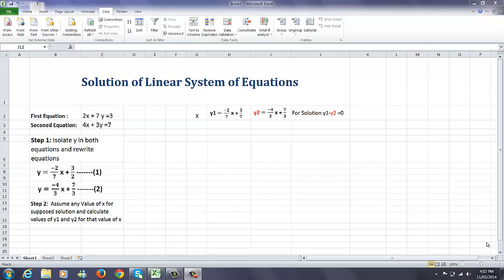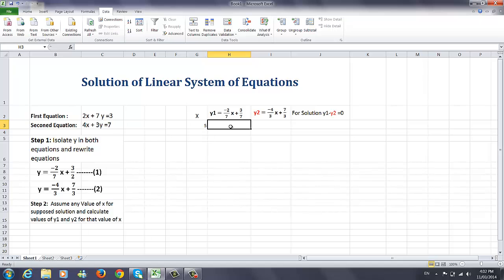So for the next step toward finding the solution of the given system, we are going to assume any value. That value doesn't have to be the solution. We are going to assume any value of x. Let's assume, say, 5. 5 may not be the solution, but we will just assume a value of x for the proposed solution, and against this value of x we will find the value of y from equation 1 by entering a formula in the cell H3.